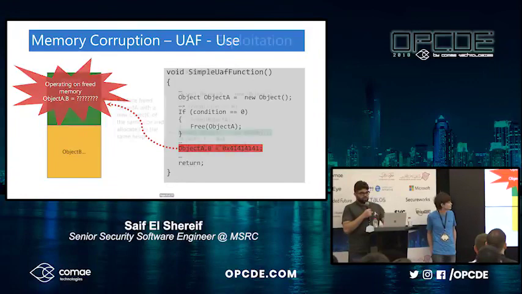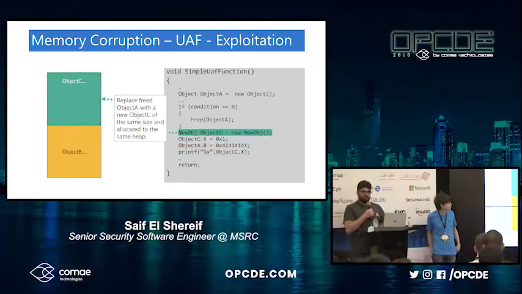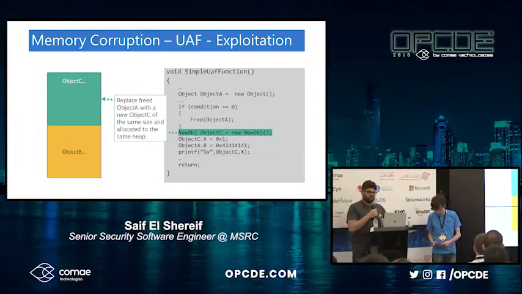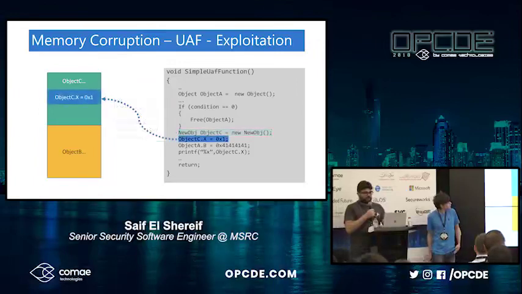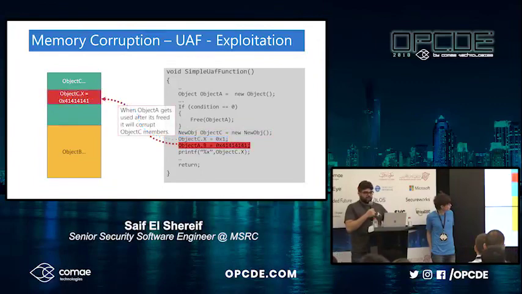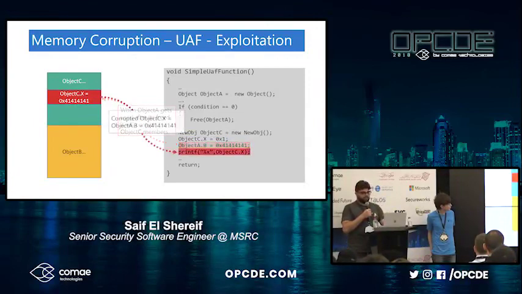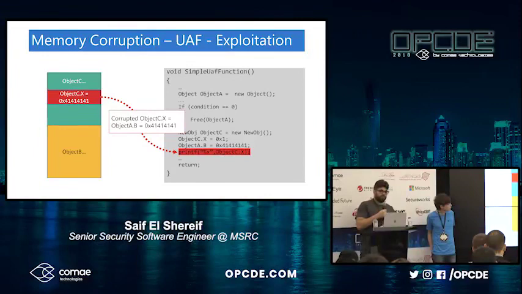How we would exploit this is by actually allocating a new object that is of the same size and allocated to the same heap that the previous object was allocated to, after the object was freed. And then if we assume that the third object, which is object C, has the value of 1 for some member, then when we use the dangling pointer from the freed object and assign a new value to it, we're actually corrupting object C's member. And thus, when we try to print it, it will have a different value than it usually is. So this is just an example of how use after free might work.